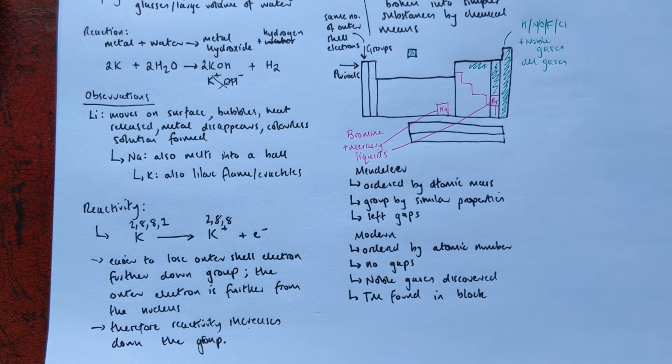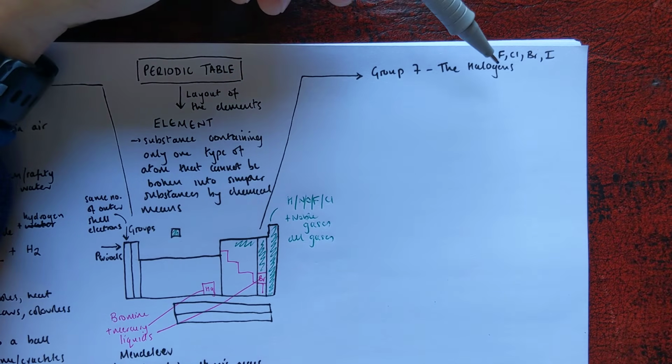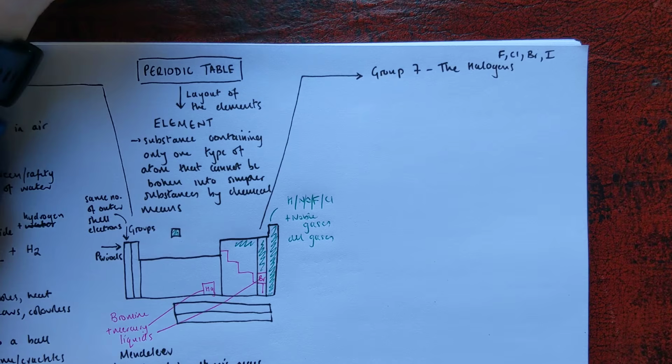So the next group we have to focus on is the halogens, which are found in group 7. So the most common halogens you'll hear about are from the top of the group, fluorine, followed by chlorine, bromine and iodine. In terms of key features shared by all of them, they're all toxic elements, they're poisonous to humans, and they're all diatomic.